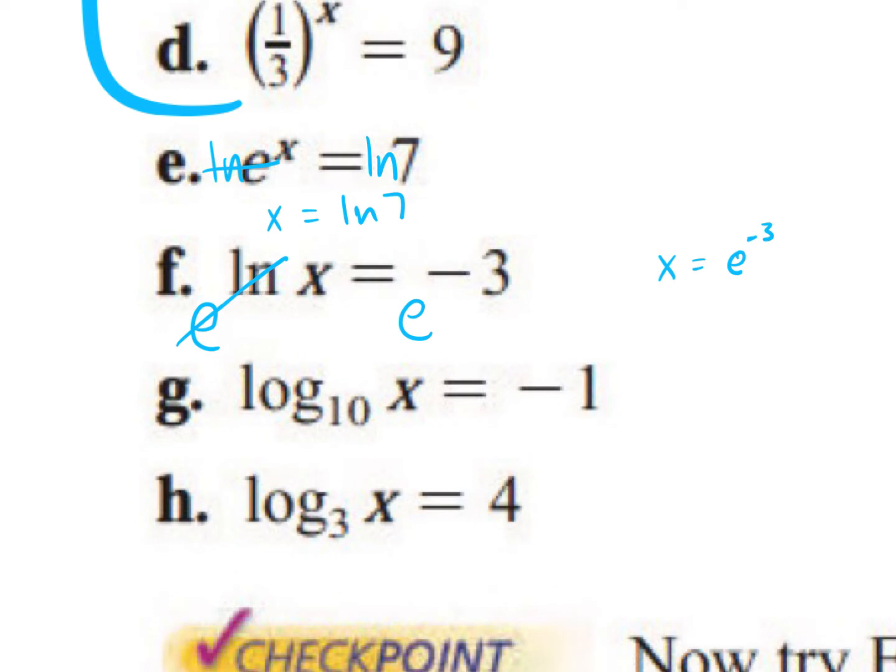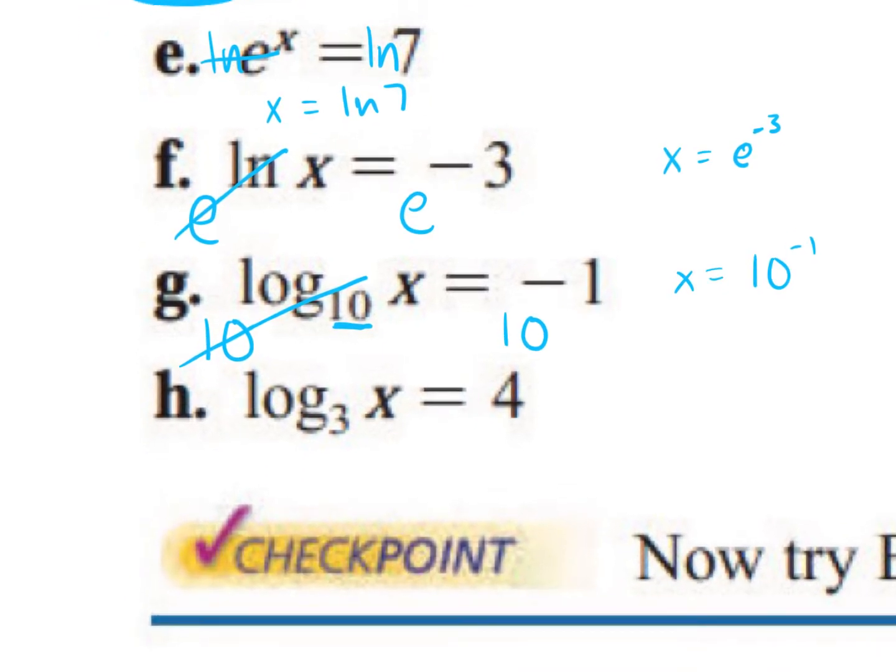If I'm taking the log of x, I can make my big base whatever my little base is here. So I could make my big base 10. So it'd be 10 to the power of log base 10, which cancels. And I could make my big base 10 here. So this would be x is equal to 10 to the power of -1.